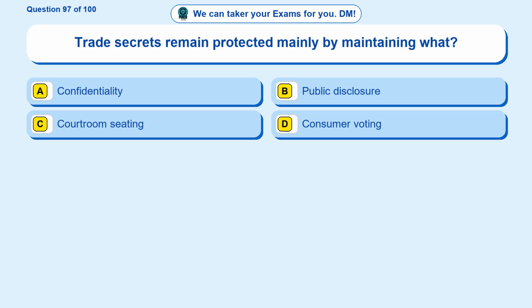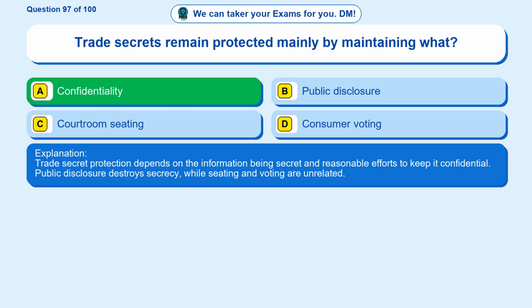Question 97. Trade secrets remain protected mainly by maintaining what? Option A. Confidentiality. Option B. Public disclosure. Option C. Courtroom seating. Option D. Consumer voting. The correct answer is option A. Confidentiality. Trade secret protection depends on the information being secret and reasonable efforts to keep it confidential. Public disclosure destroys secrecy, while seating and voting are unrelated.